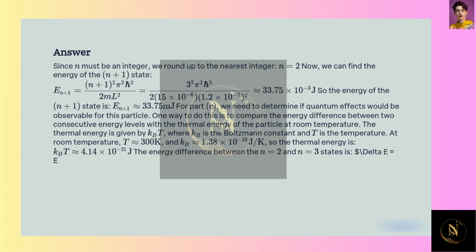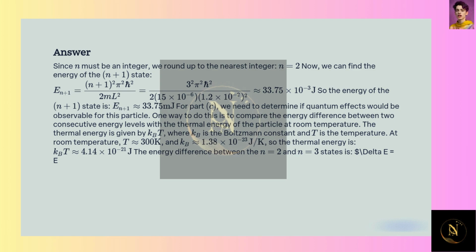Now we can find the energy of the n+1 state. E_n+1 equals (n+1)² π² ħ² over 2mL², equal to 3² π² ħ² over 2 times 15 times 10^-6 times (1.2 times 10^-2)², which is 33.75 times 10^-3 J. So the energy of the n+1 state is E_n+1 equal to 33.75 mJ.